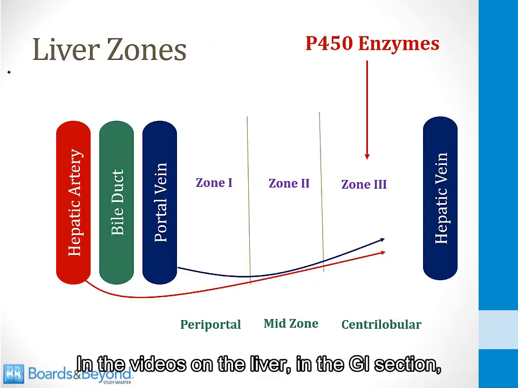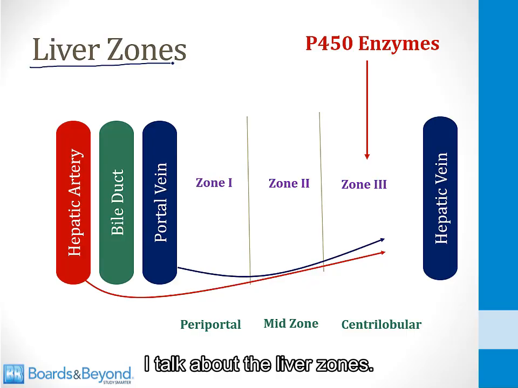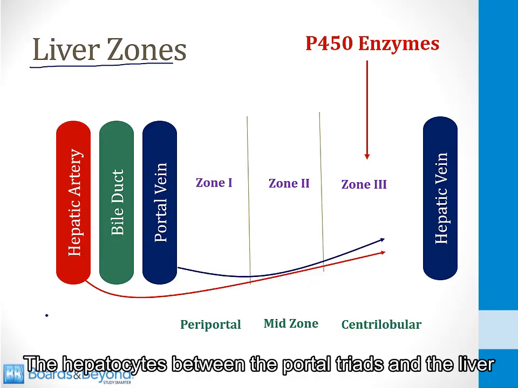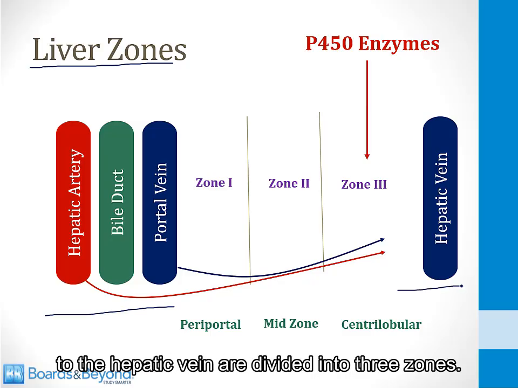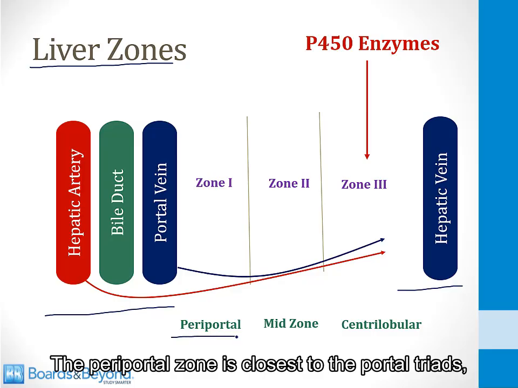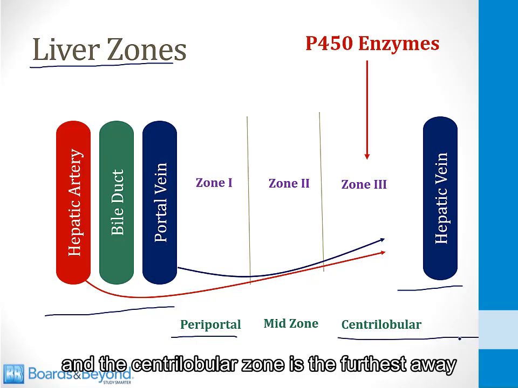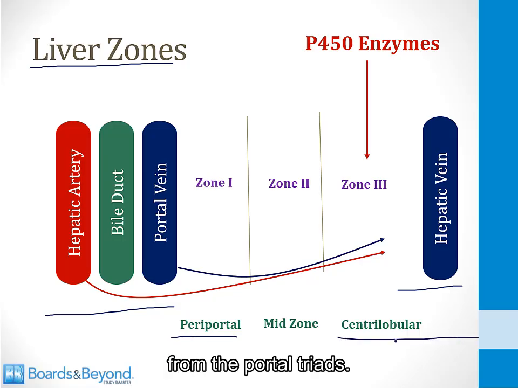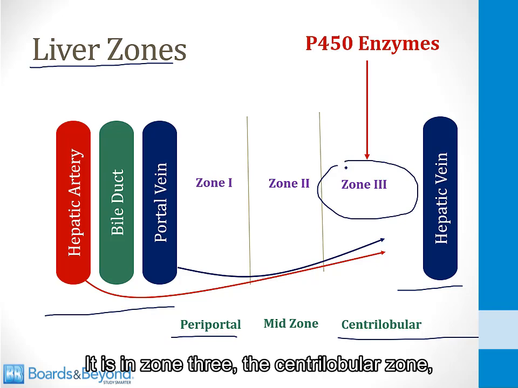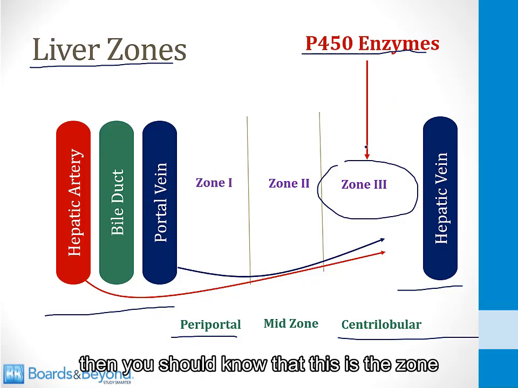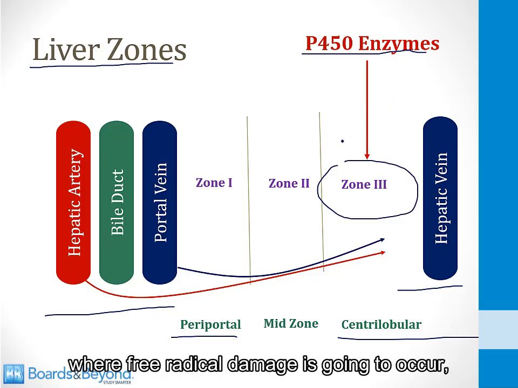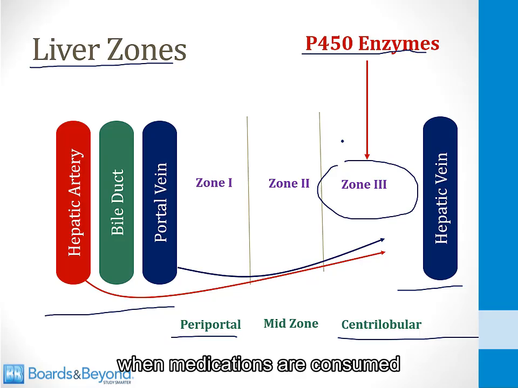In the videos on the liver in the GI section, I talk about the liver zones. The hepatocytes between the portal triads in the liver and the drainage from the liver to the hepatic vein are divided into 3 zones. The periportal zone is closest to the portal triads, and the central lobular zone is the furthest away from the portal triads. It is in zone 3, the central lobular zone, that you find P450 enzymes. And if you know that, then you should know that this is the zone where free radical damage is going to occur when medications are consumed that generate excess free radicals.